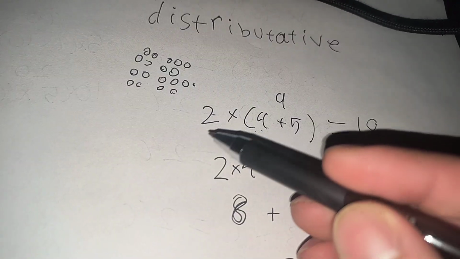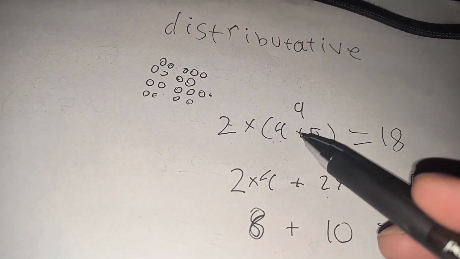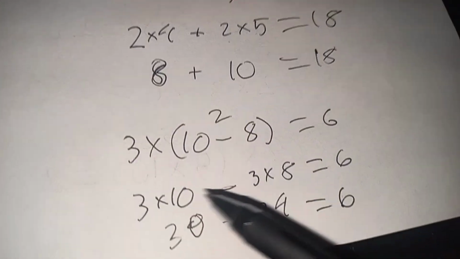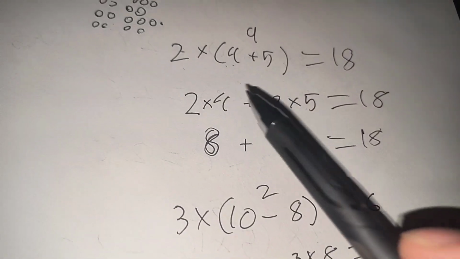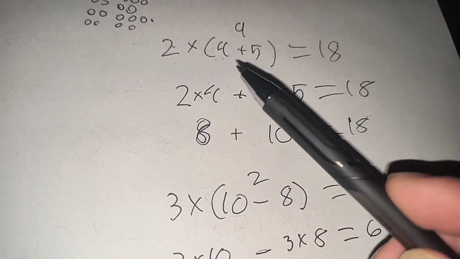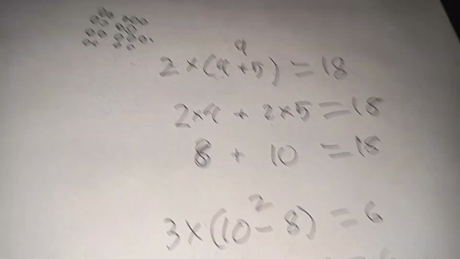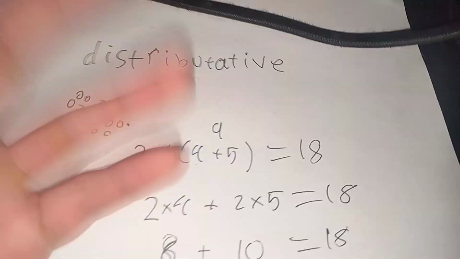You distribute the number you're going to multiply in the parentheses between the 2 numbers like this. You take off the parentheses and you distribute that number between the numbers in the parentheses. And you get the same number.